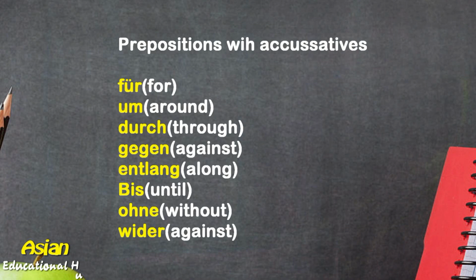So this is the list of prepositions with accusatives: für, for; um, around; durch, through; gegen, against; entlang, along; bis, until; ohne, without; and wider, against.